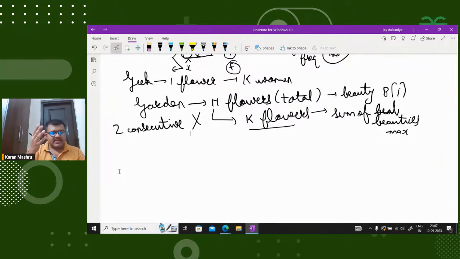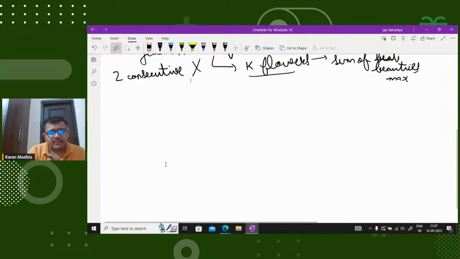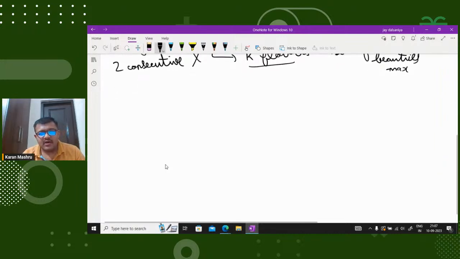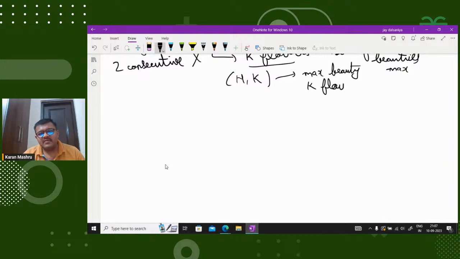Check all the possibilities. So what are the different possibilities? Suppose I call a recursion function because I need to check all the possibilities. I call a recursion function passing n and k, which will basically return me the maximum beauty if I take k flowers and if I consider all the n flowers, right? Now, what will I do?